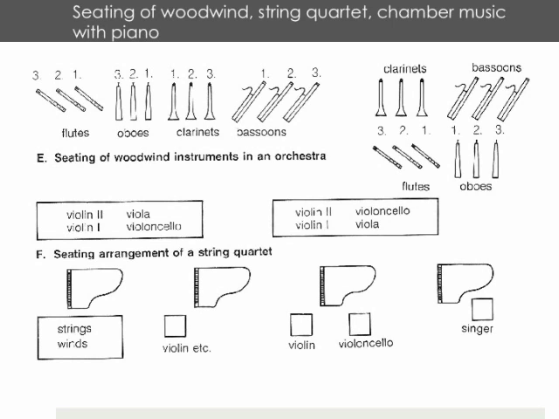Here we see the common configurations for the woodwind instruments in the orchestra, also the string quartets, two different configurations, and seating arrangements for other things such as winds and piano, and violin and piano, when we have a piano trio or a singer and so on.